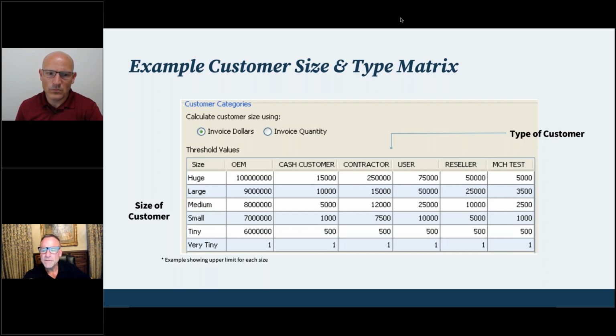So we like to make it really easy within Eclipse for you to be able to designate customers either based on their actual spend or based on their potential spend. You can see it's also possible to size them using either invoice dollars or invoice quantity. Marshall, did you have any comments on this?